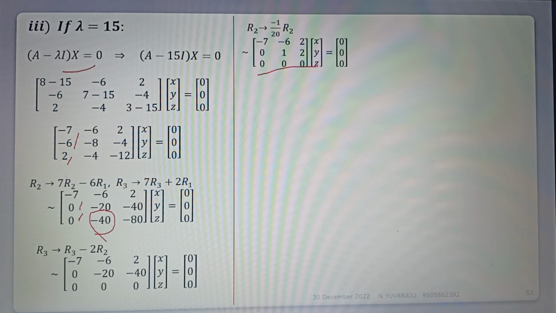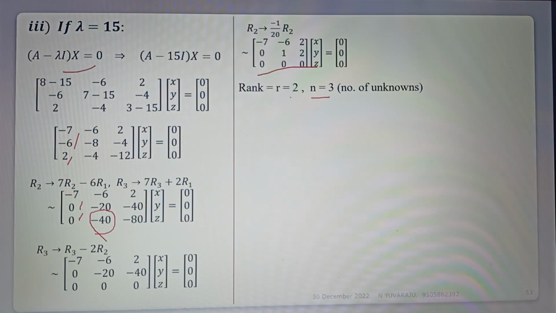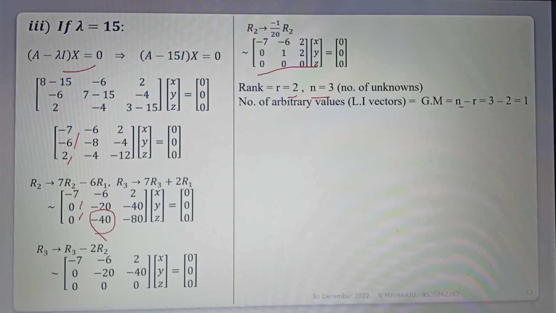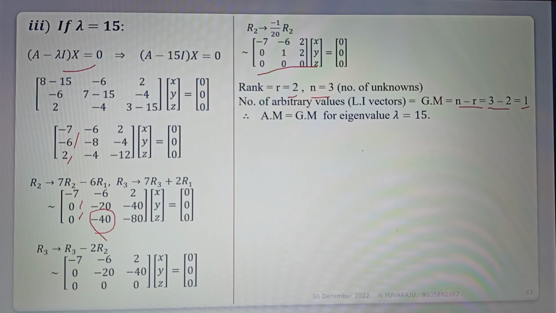So this is the row echelon form. Rank is 2, number of unknowns is 3. So the number of arbitrary values is the number of linearly independent eigenvectors, that is the geometric multiplicity, n minus r, which is 3 minus 2, equal to 1. We know the algebraic multiplicity of eigenvalue lambda equal to 15 is 1. Here AM is equal to 1 and GM is equal to 1, so AM is equal to GM. For each eigenvalue the condition AM equal to GM is satisfied, so the given matrix is diagonalizable.